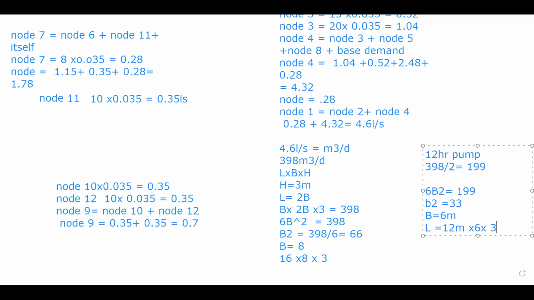But this is for 12 hours pumping. So if I change this height to 5 meters, it means here I'll be dealing with 10. If I'm dealing with 10, here will now be 20. So you'll be having around 4 meters by 8 meters by 5 meters. So it depends. It all depends.